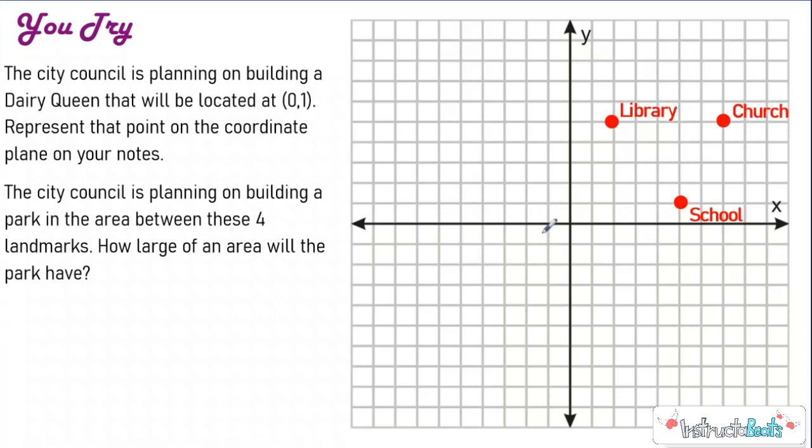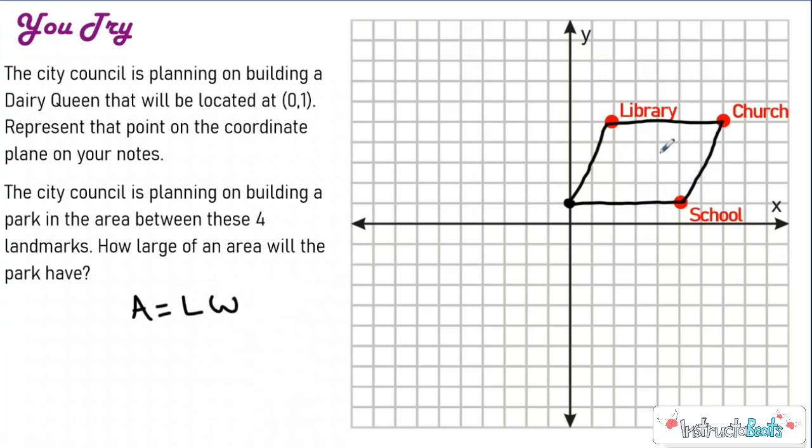So the first thing we want to do is graph our Dairy Queen, right? That's going to be at 0, 1, which is going to be right here. So when I connect this, I see that I have made a parallelogram. All right. So the area formula for a parallelogram is just area equals length times width.